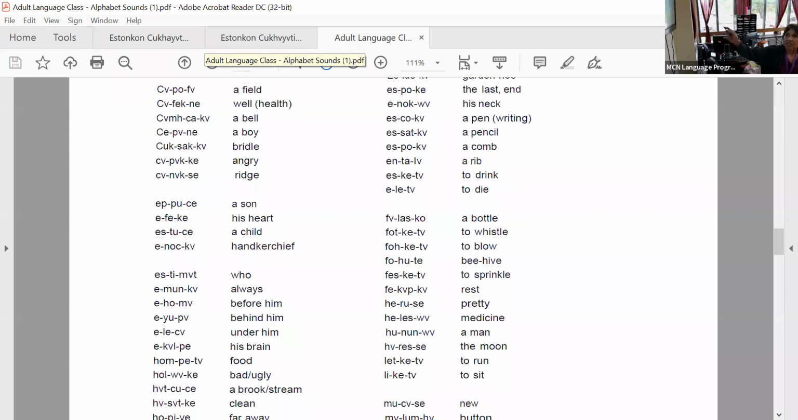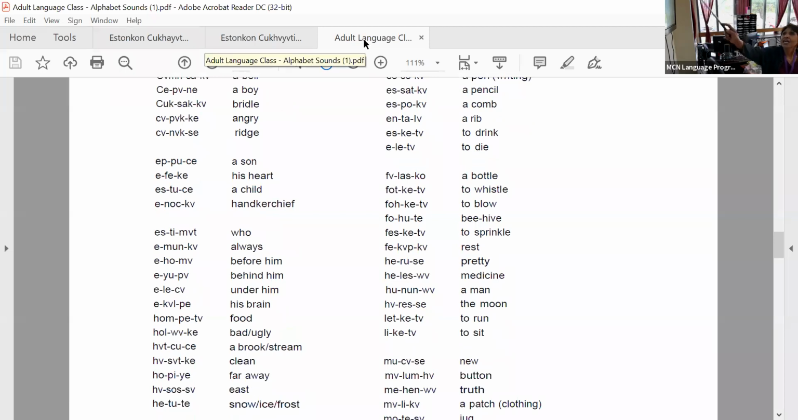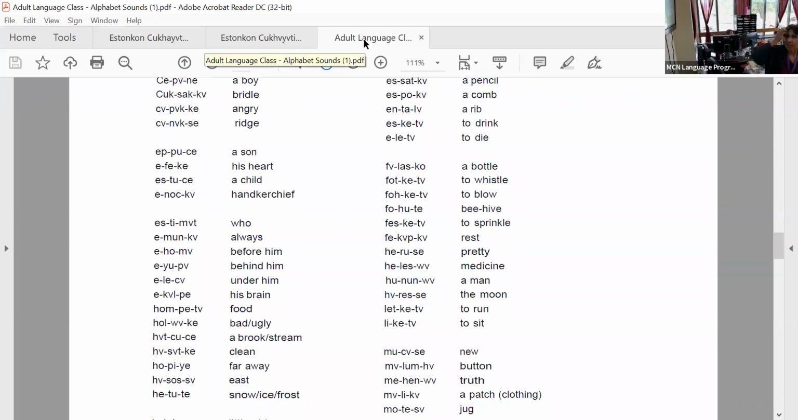Always imunga, imunga. Before him, ihoma. Behind him, iyoba. Under him, ilija. His brain, igalbi. And what I'm trying to get across to you here is that these are just gibberish to the rest of the world.